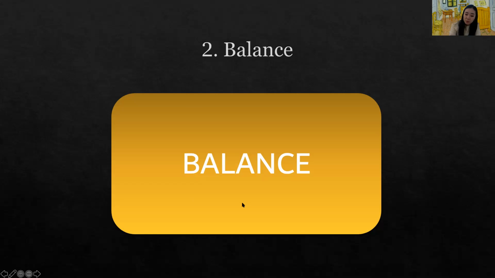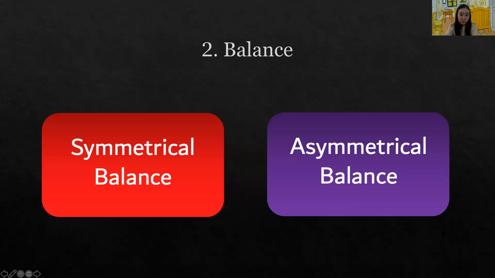Balance refers to an apparent heaviness or lightness of forms arranged in a composition. So there are two types of balance in art. One is symmetrical balance, and the other one is asymmetrical balance. So let's see what's the difference.